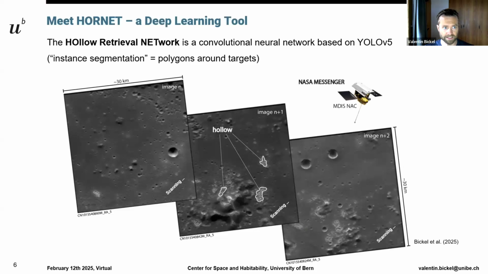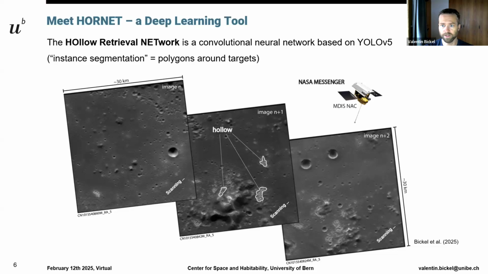So we built a deep learning tool, which we call the Hollow Retrieval Network, or HORNET in short, which is basically a convolutional neural network, or CNN, that's based on the YOLO version 5 architecture. And what it does more specifically is supervised instance segmentation. So supervised means, as you just heard, we create training labels, and instance segmentation means that we localize a feature in an image, we classify it, and then we draw a polygon around the feature or the target, which is the segmentation bit.